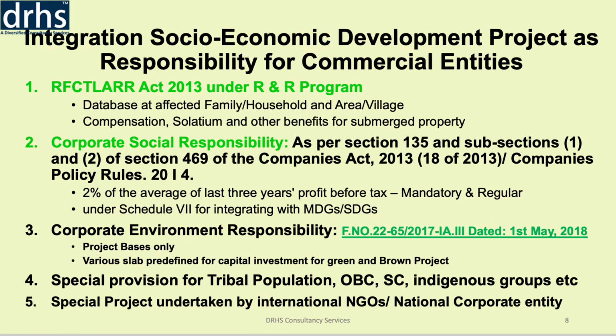Here it is mandatory for a company to allocate 2% of their average net profit for the last 3 years toward CSR activities before it gains the profit. These activities listed under Schedule 7 are intended to align with the Millennium Development Goals and Sustainable Development Goals. Another important aspect is corporate environment responsibility, as per the Office Memorandum dated 1st May 2018.